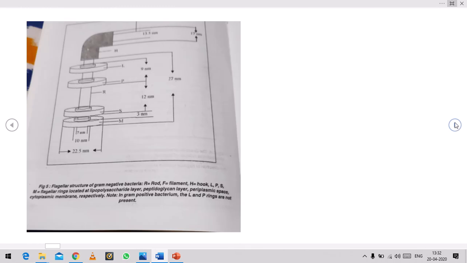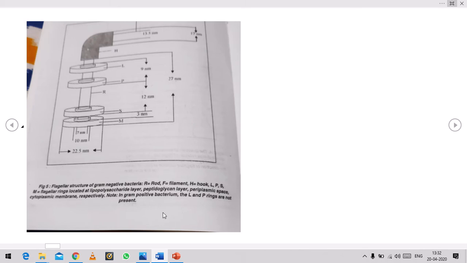So I am just repeating what I spoke in the last lecture about flagellar arrangement. Now the structure of the bacterial flagella is composed of four very important main structural units. What are those structural units? In the diagram we can see that R is the rod, F is the filament, H is the hook, and LPS is the lipopolysaccharide layer. Then there are the peptidoglycan layer, periplasmic space, and cytoplasmic membrane.